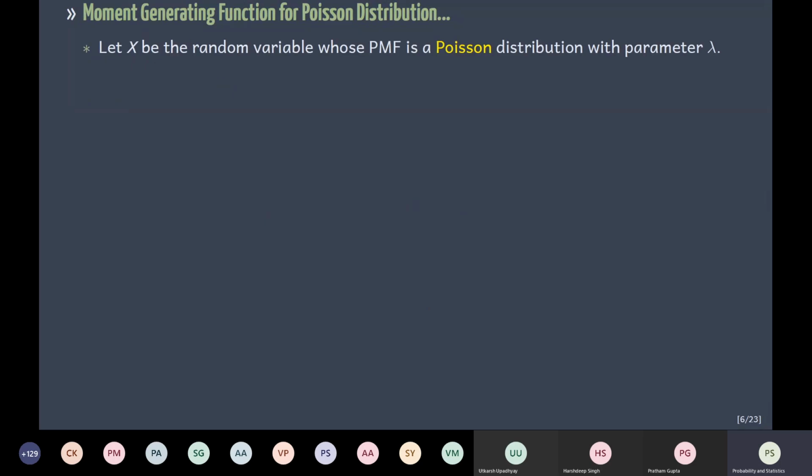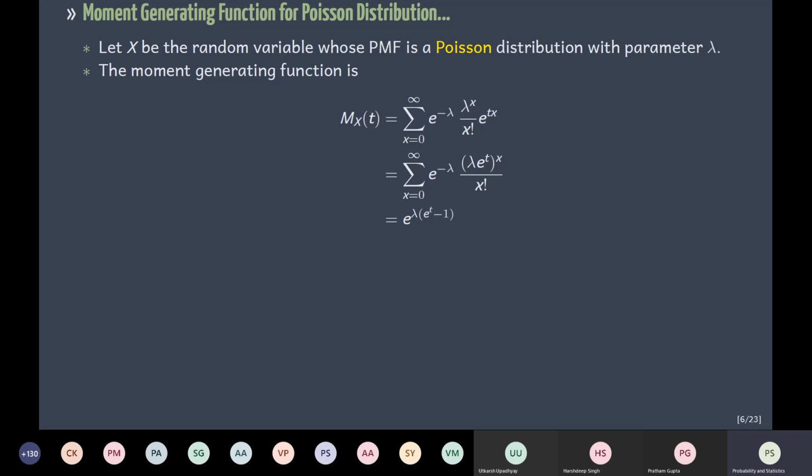Let us see the moment generating function for the Poisson distribution. Let x be a random variable whose PMF is a Poisson distribution with parameter lambda. The moment generating function is this. Again we take the PMF of the Poisson with parameter lambda, and this is what we have to multiply with to create a moment generating function. If we do the simplification, then we arrive here. So this is the moment generating function for the Poisson.